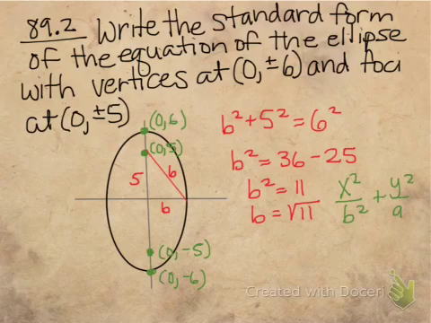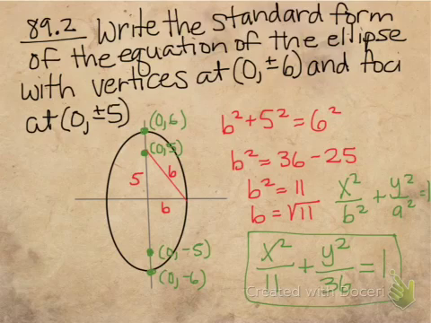Now we can write our equation, and because it's a vertical ellipse, it's going to be x squared over b squared plus y squared over a squared equals 1. So we have x squared over 11 plus y squared over 36 equals 1.